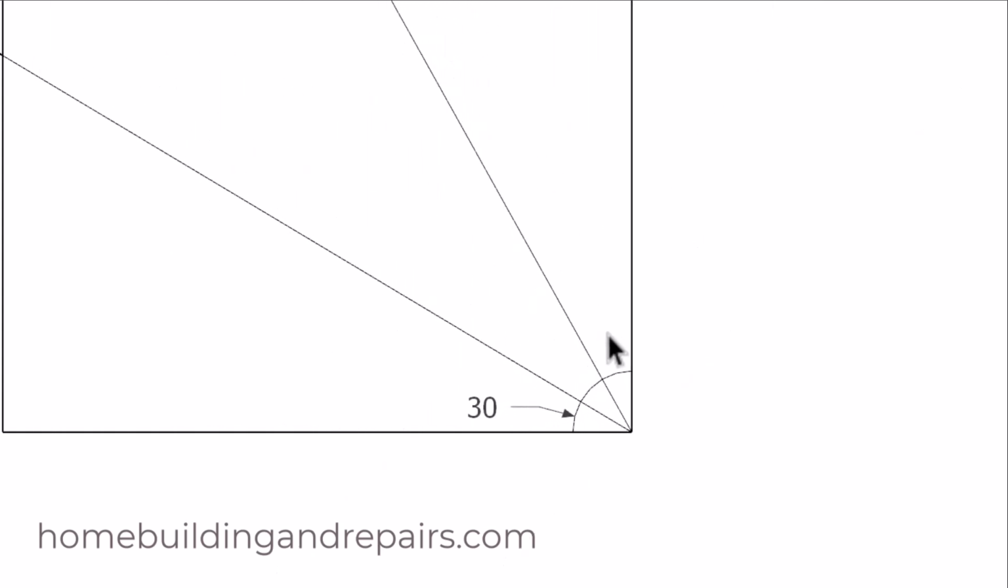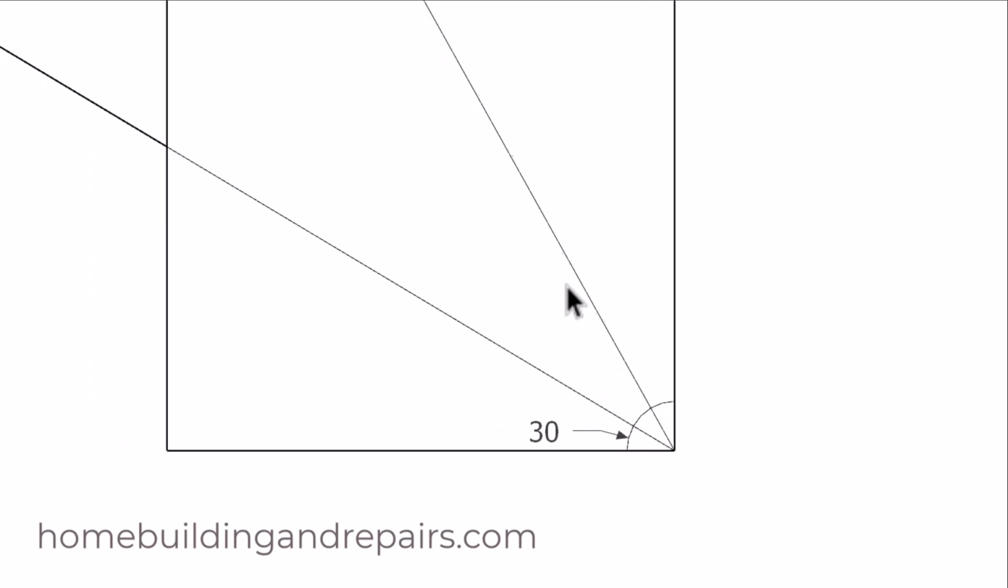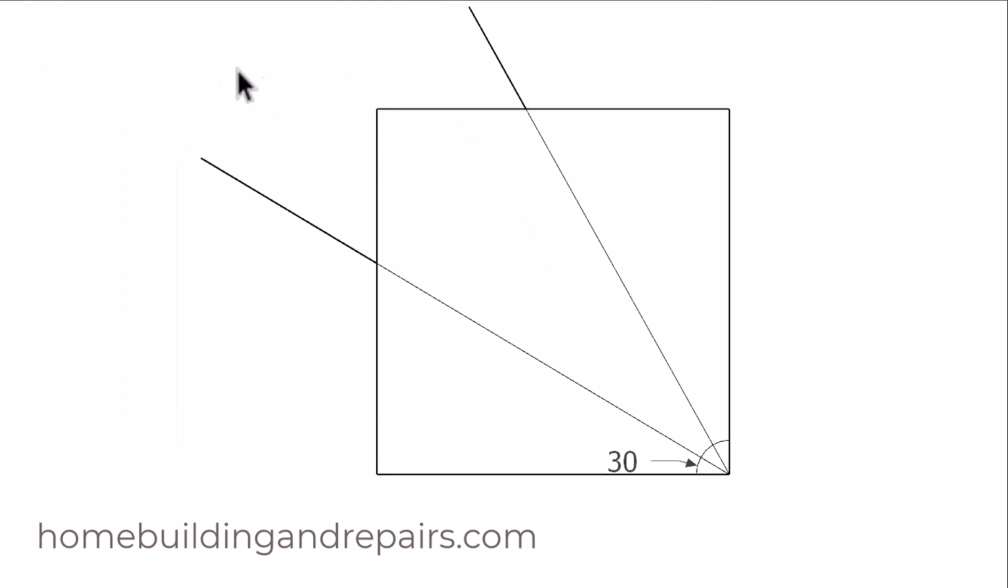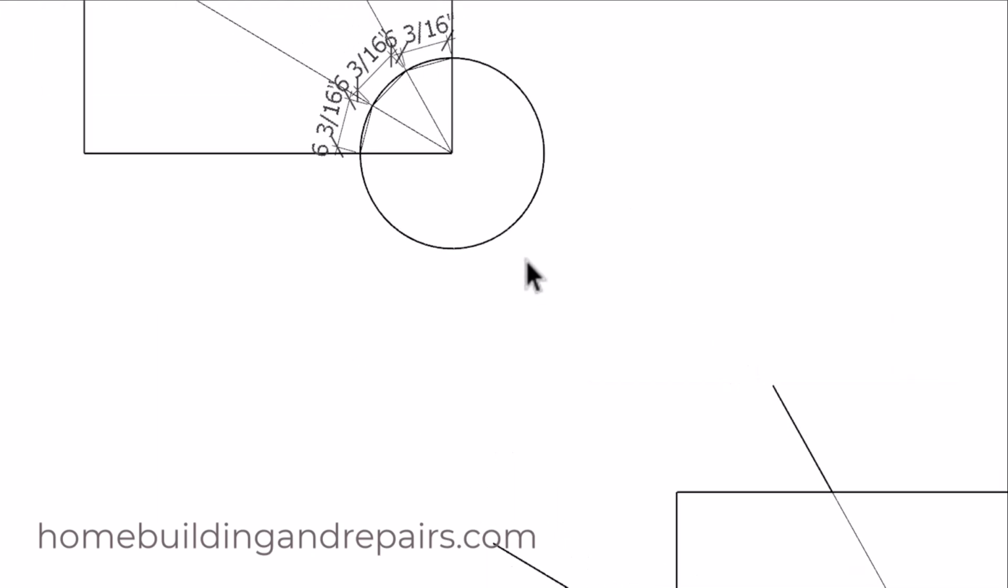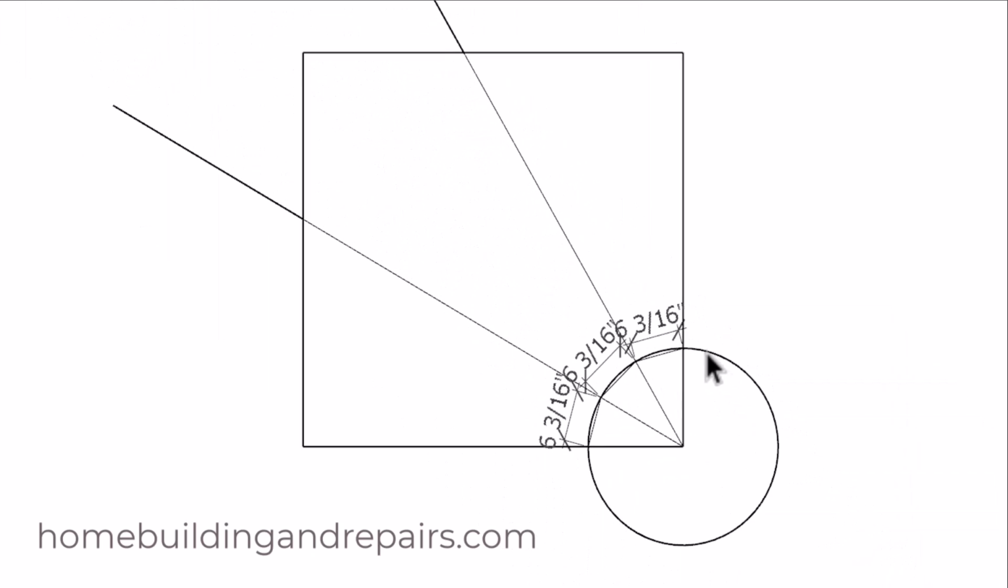Now keep in mind that if your winder stairway starts with a 90-degree angle here, and we divide it into 3 sections, we're going to end up with 3 30-degree sections. And this is usually how I calculate the walk line for a winder stairway. I do it in the same way as I would for a circular stairway.